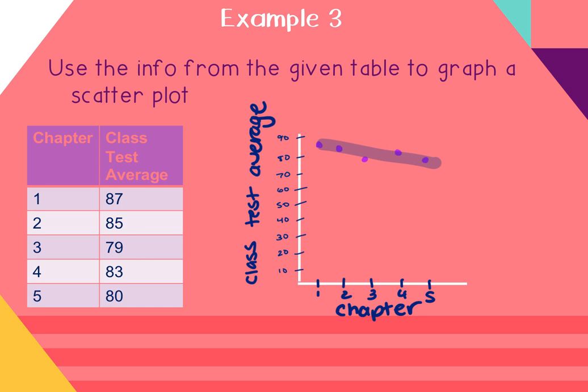Something happens around 3. We could say maybe 3 is the hardest, maybe 3 is homecoming week. We don't know what happened during 3, right? But there's a dip there. But the overall pattern would be decreasing. So as the chapter numbers get higher, the test averages decrease. Something like that would be what we could infer from here. Questions?